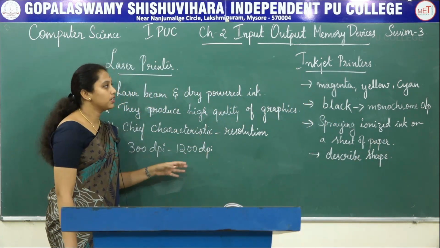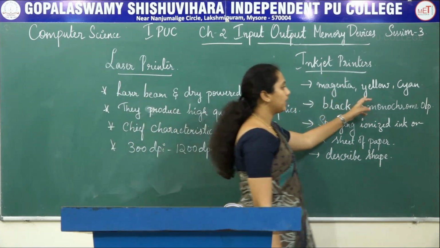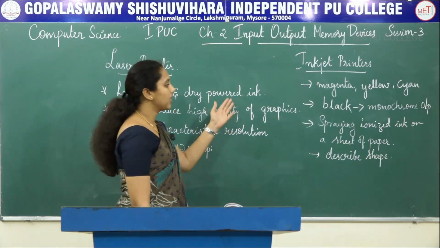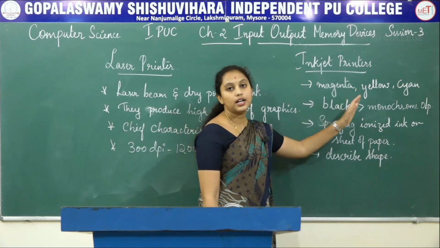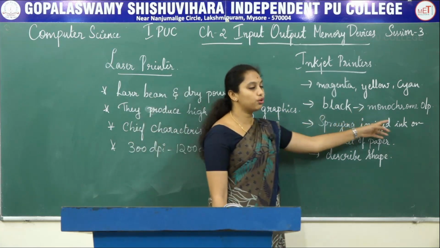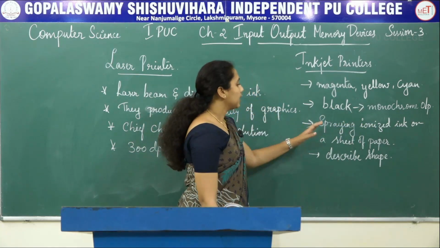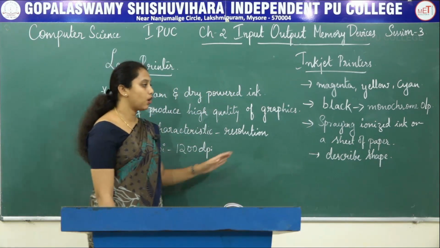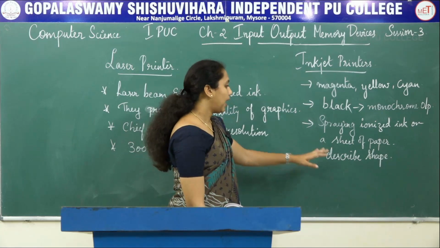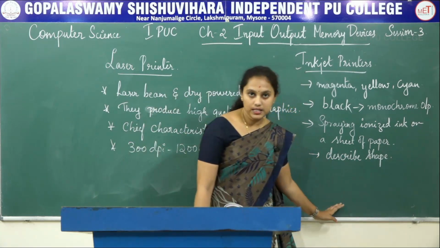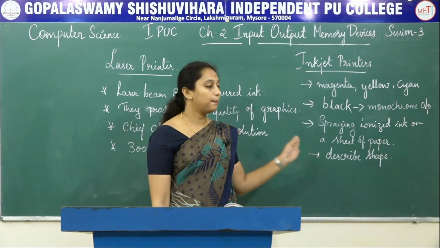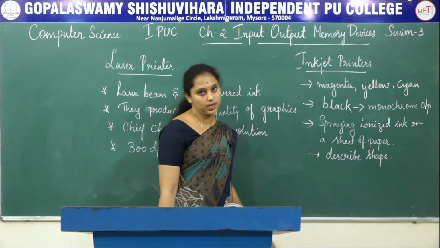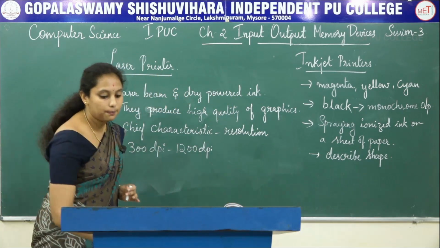So in inkjet printers, they use magenta, yellow and cyan inks to create color tones, and they use black cartridge for crisp monochrome output. And inkjet printers work by spraying ionized ink on a sheet of paper, and magnetized plates in the ink's path direct the ink on the paper in the described shape. So this is about inkjet printers.